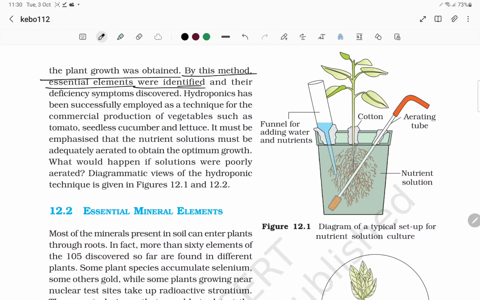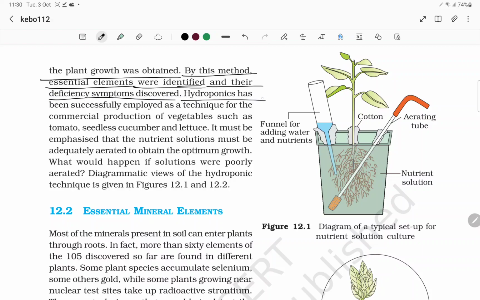Whatever is essential, we have to add. Whatever is not essential, we have to remove. And in excess, if we add, what toxicity do we get? If we remove some essential element, what deficiencies do we get? It has to be noted, and their deficiency symptoms have to be discovered.